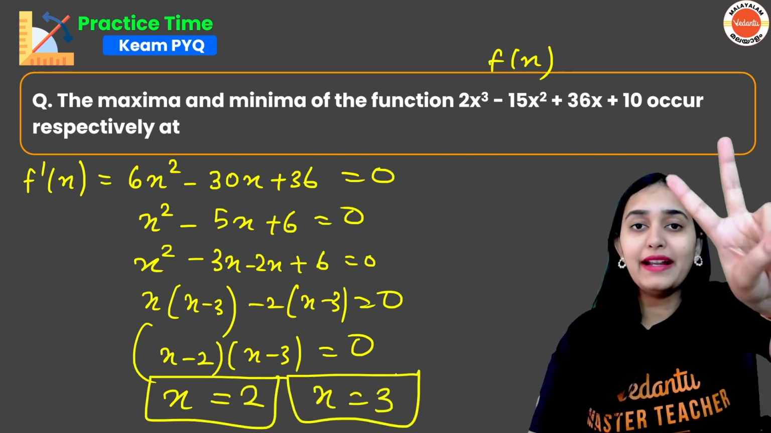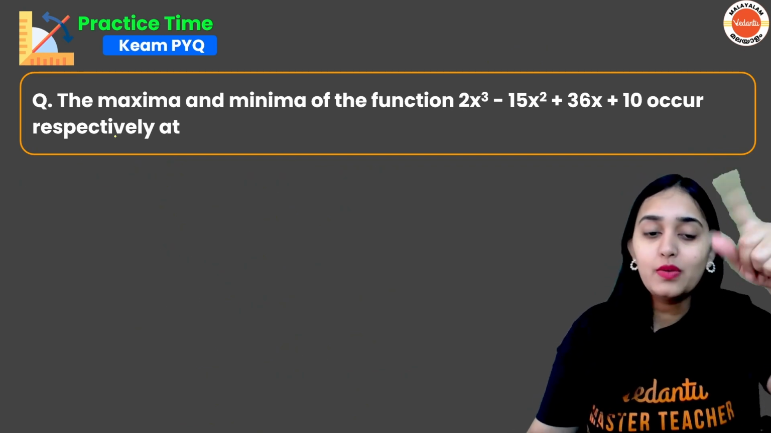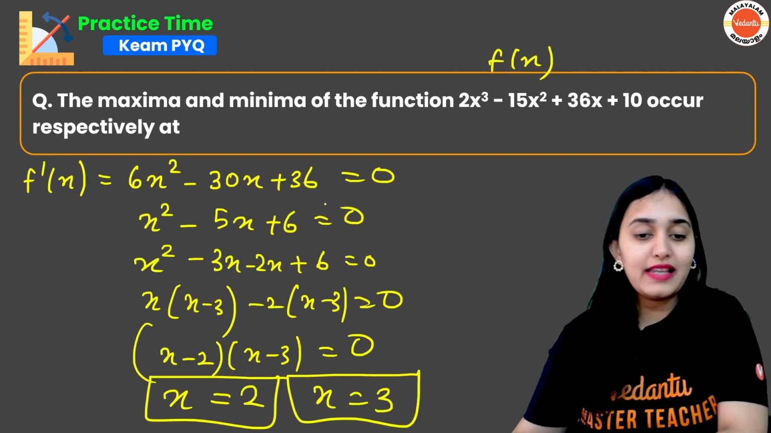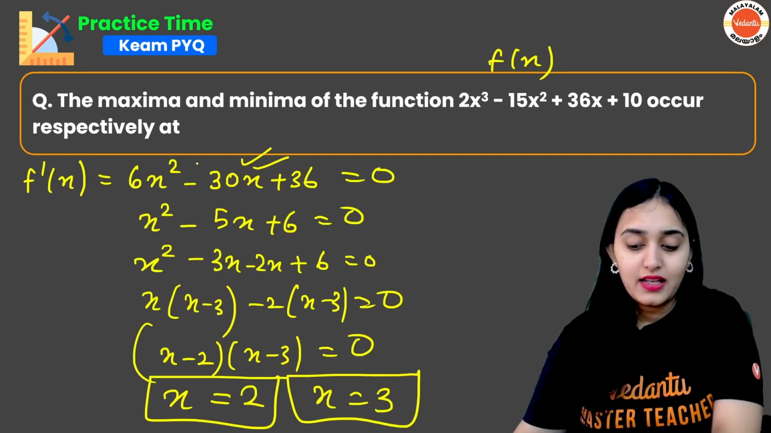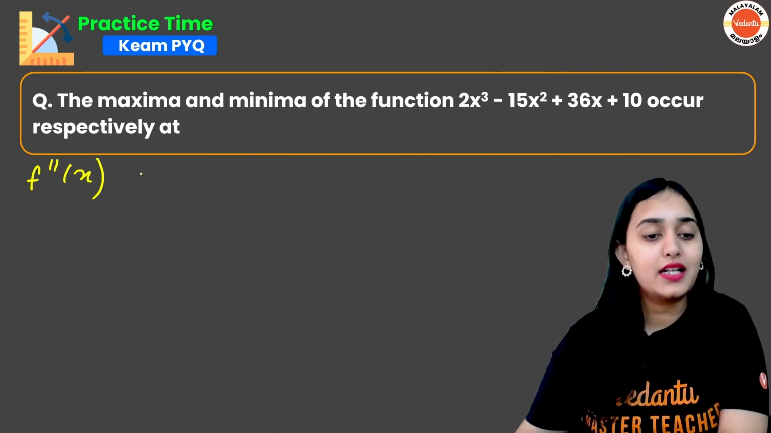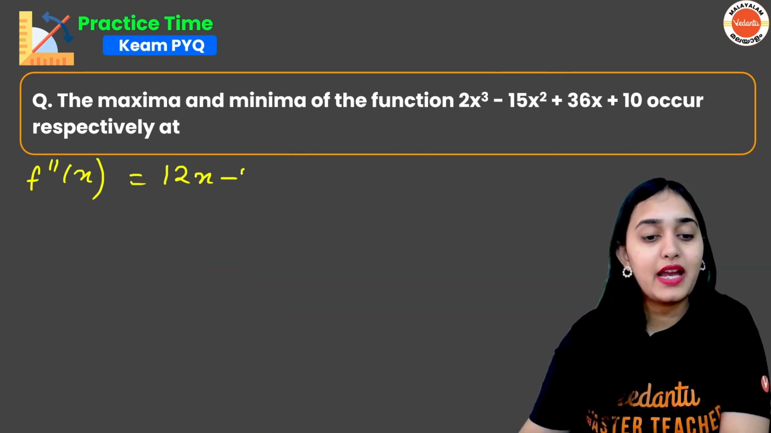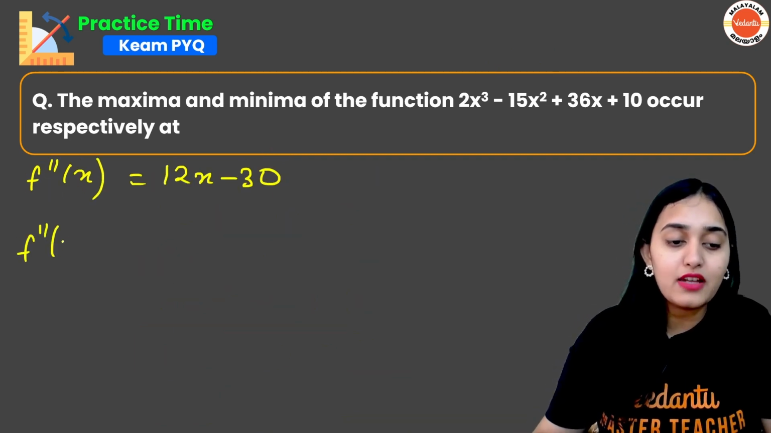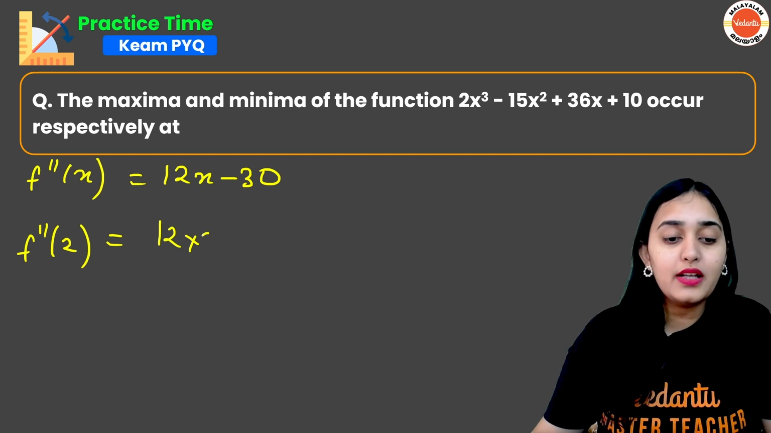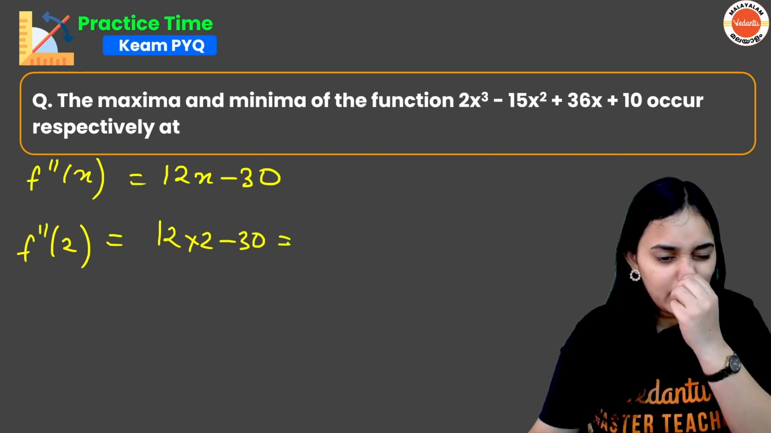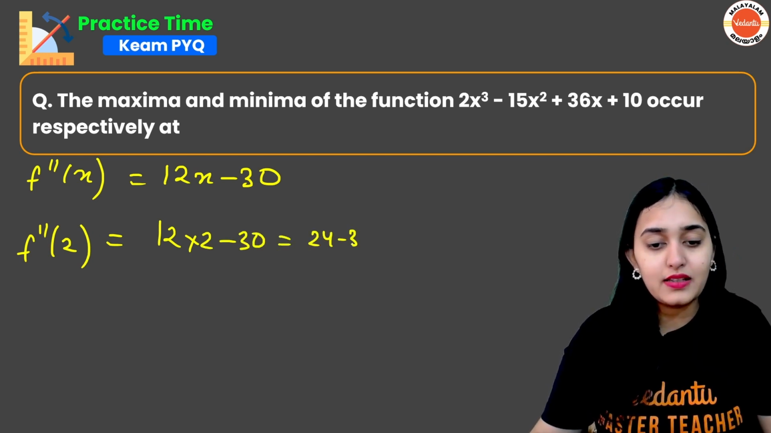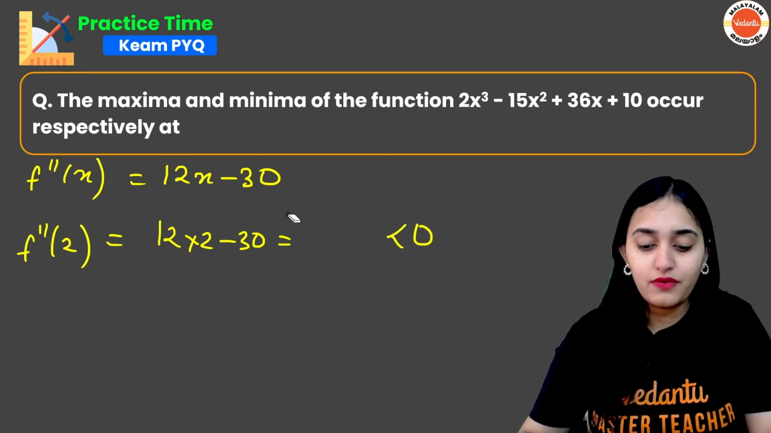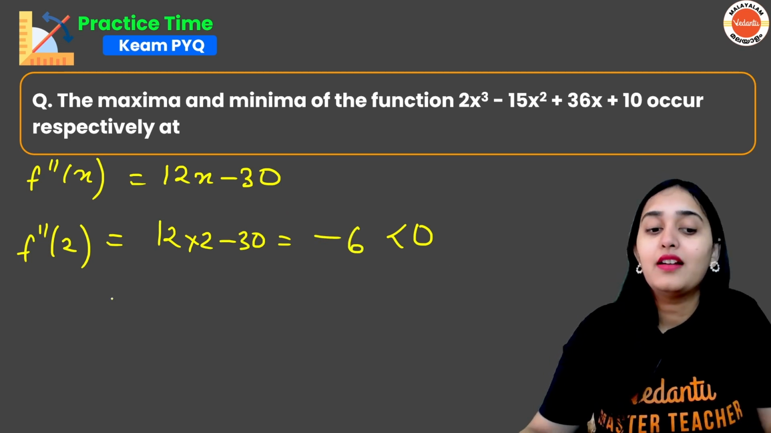We have got 2 points. Let's check which is maxima, which is minima. F double dash of x will tell. What is f double dash of x? Derive this. 6 2s are 12x minus 30. 12x minus 30. Now our points are 2 and 3. So f double dash of 2 is 12 2s are 24 minus 30. So this is 24 minus 30 is less than 0. Negative value. See what is 24 minus 30? Minus 6 less than 0.